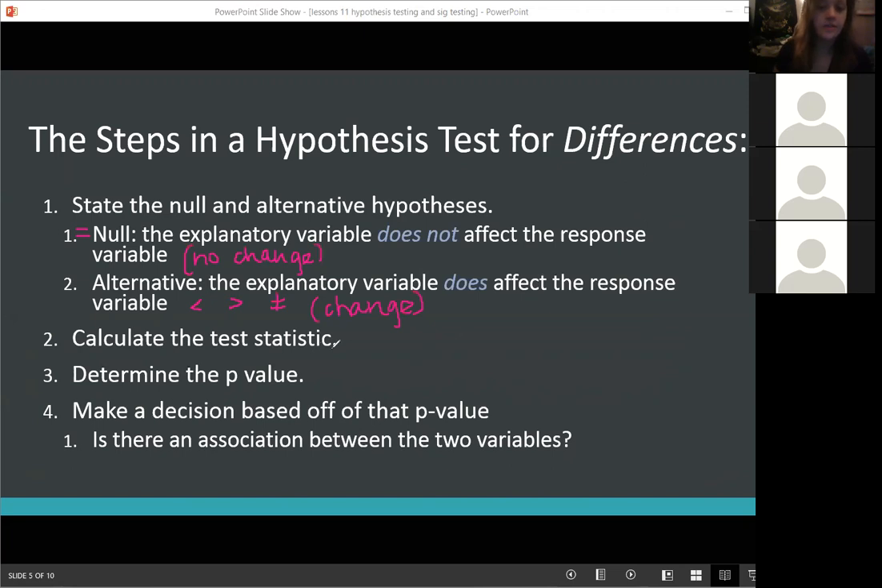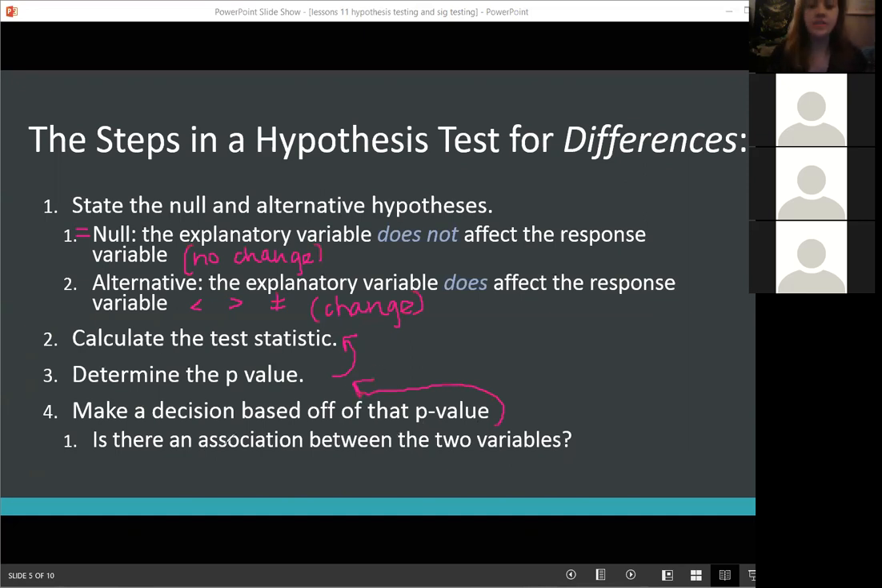And then second, we want to calculate that test statistic. Third, the p-value. The more you see the steps and read over them, the easier it will come to you, so that you won't really have to think too much about it. So just keep that in mind. You determine your p-value based upon that test statistic. And then lastly, make a decision based upon the p-value. So everything goes off the last step, as you can see.